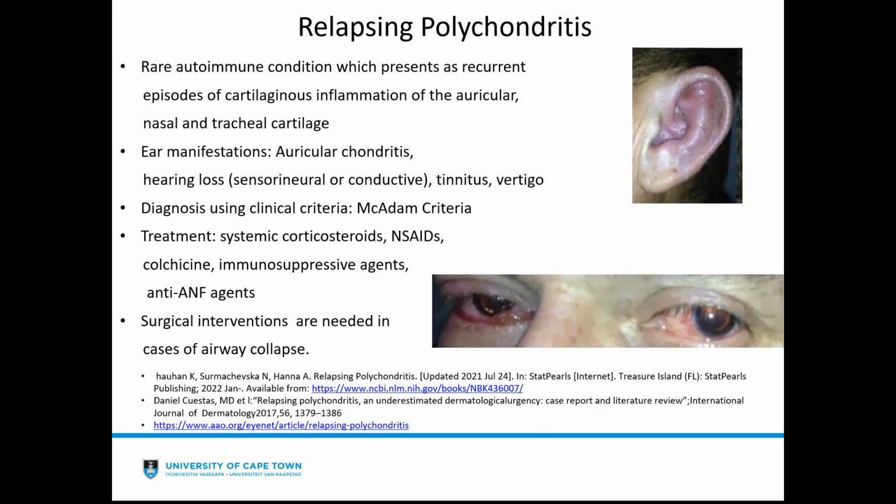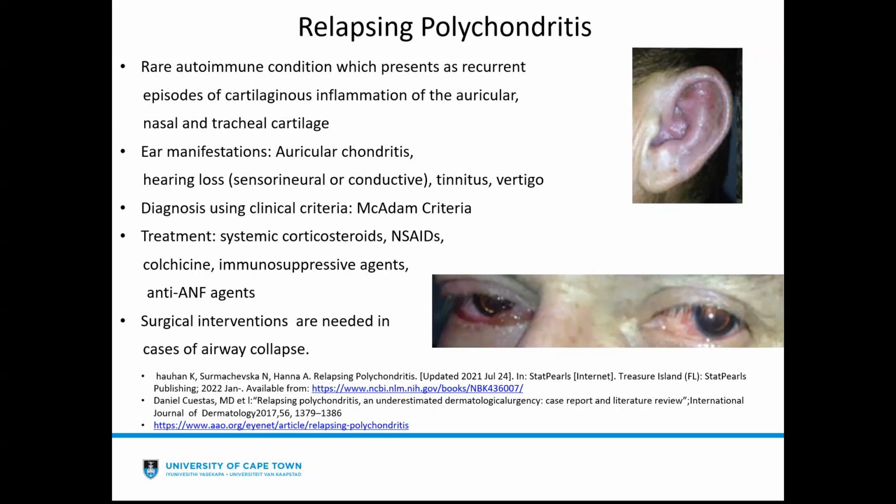The diagnosis of this condition is a clinical one, and it's based on the McAdam criteria. You require 3 out of the 6 to make the diagnosis. That includes auricular chondritis, nasal chondritis, non-erosive seronegative inflammatory polyarthritis anywhere in the body, ocular inflammation such as uveitis or conjunctivitis, respiratory chondritis, or any audiovestibular damage. So any 3 of those 6 is good enough to make the diagnosis.